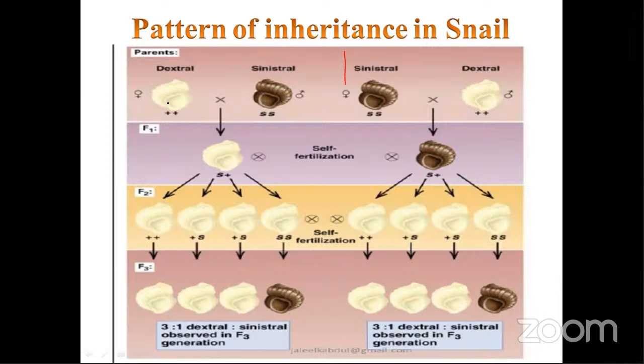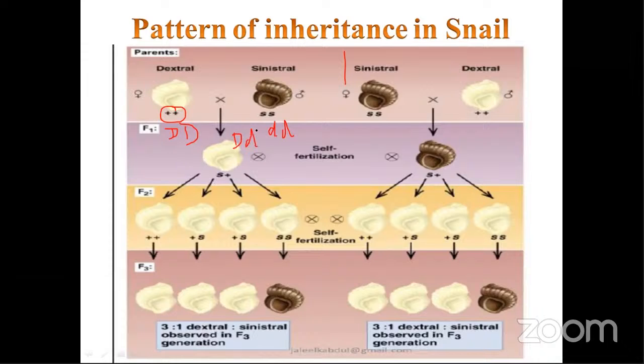Here the dextral is having two plus symbols indicating that it is capital D, capital D. Okay, and the sinistral is small d. Okay, so the progeny, what is happening over here is it will be capital D small d type.